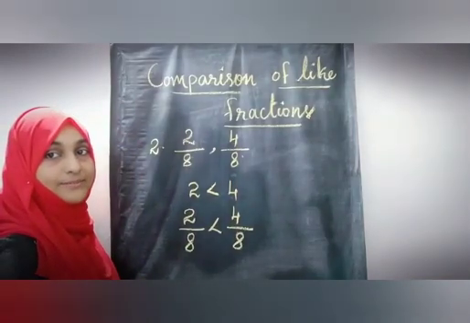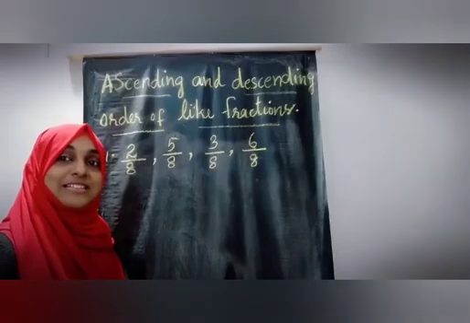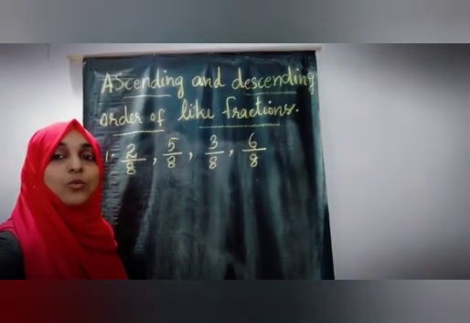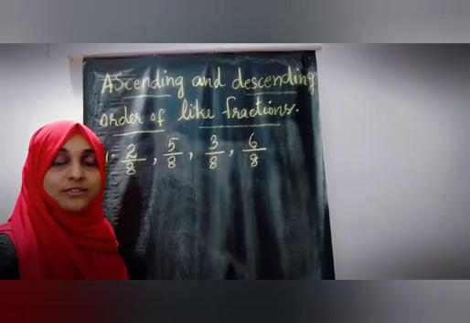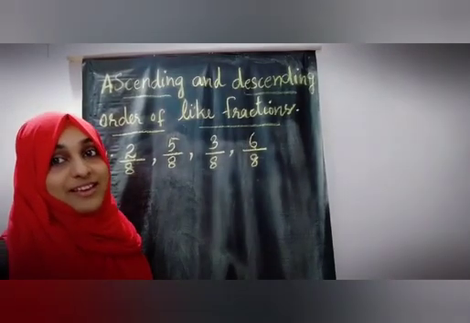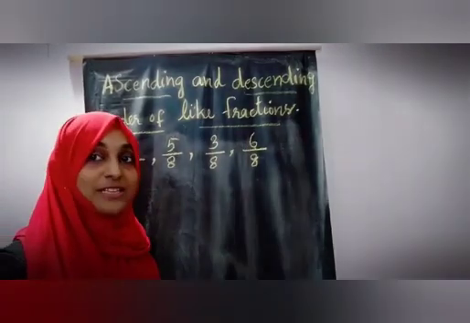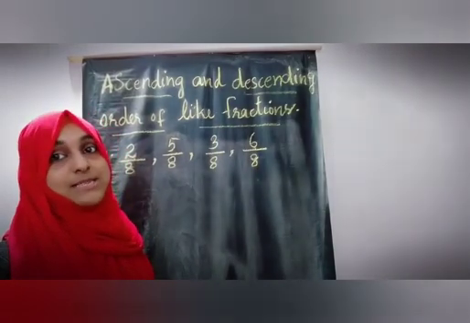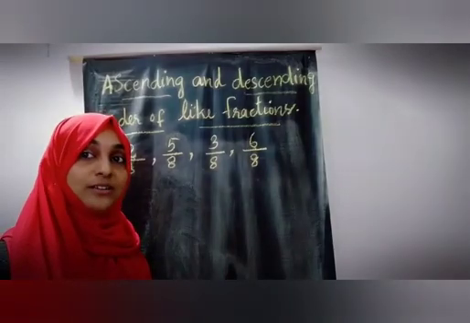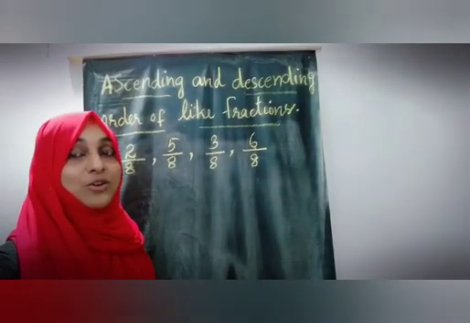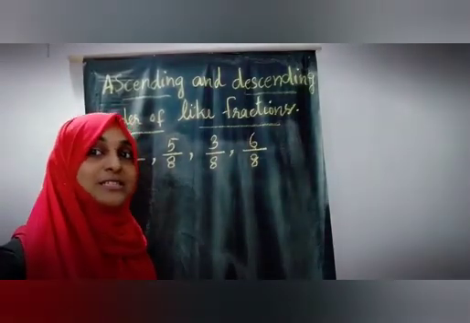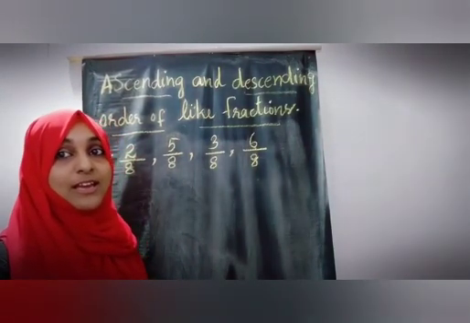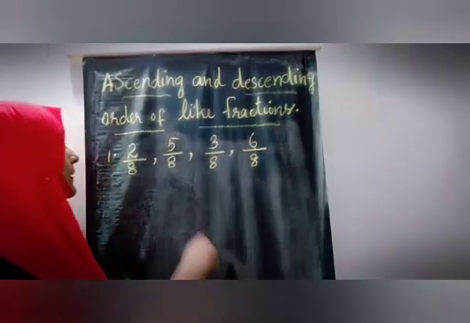Clear? Next topic is ascending and descending order of like fractions. What is ascending order? Do you know? Yes, very good. Ascending order means arrange the numbers from smallest to largest. What is descending order? Yes, descending order means arrange the numbers from largest to smallest. Let us see one example.